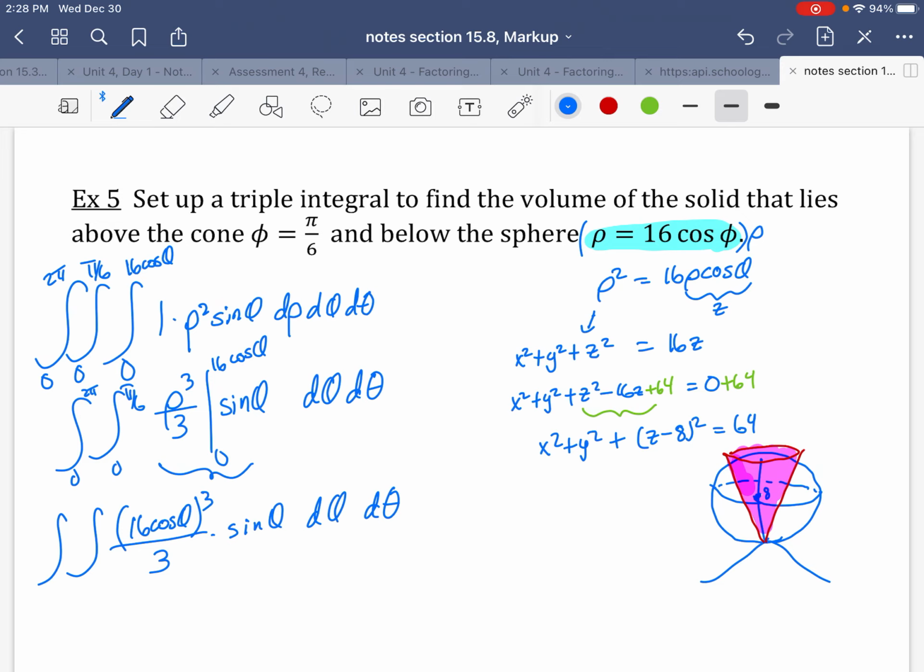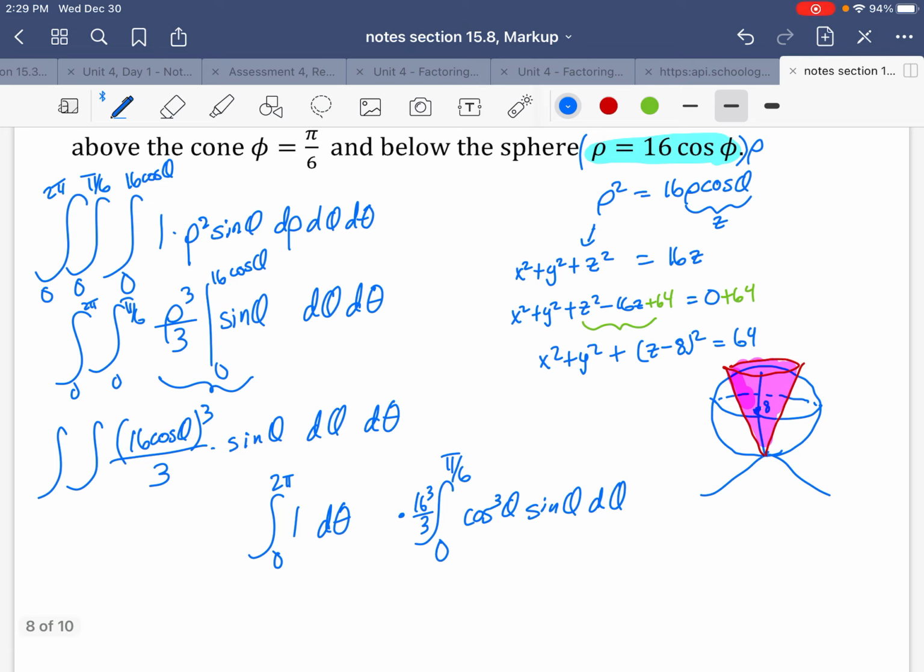So I think that I will. The outermost integral is 0 to 2 pi d theta. Nothing here has to do with theta, so it's going to be a 1 times. I have 0 to pi over 6, and let's see if I can take some of this out. I have 16 to the third over 3, and then I have cosine to the third phi sine phi d phi. This part's definitely going to give me 2 pi, so that'll be not too hard.